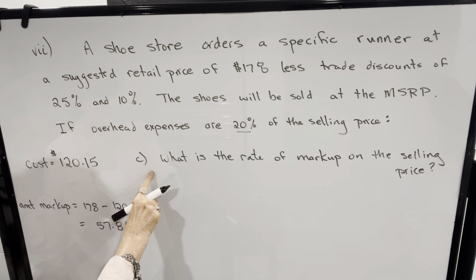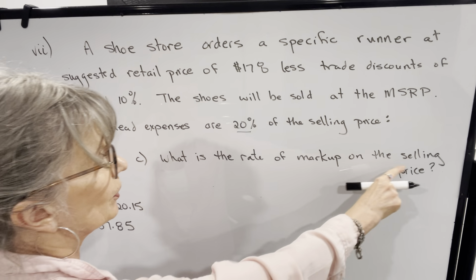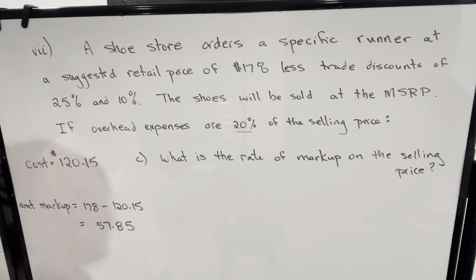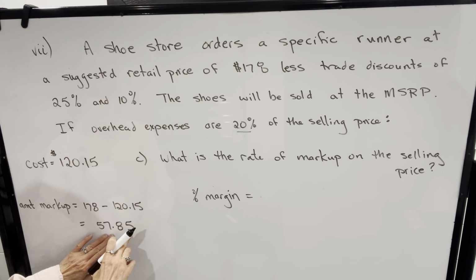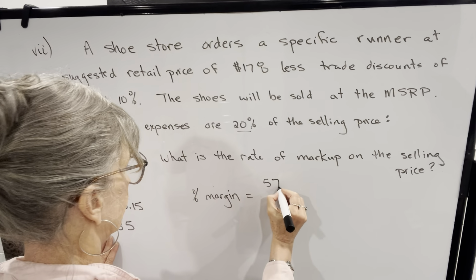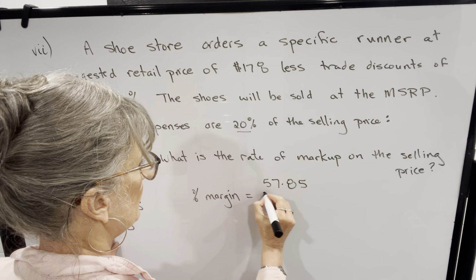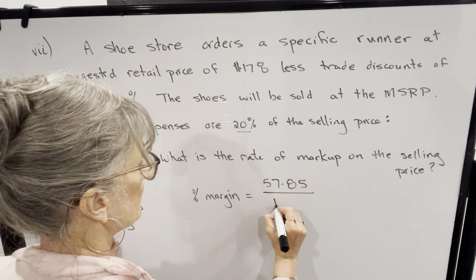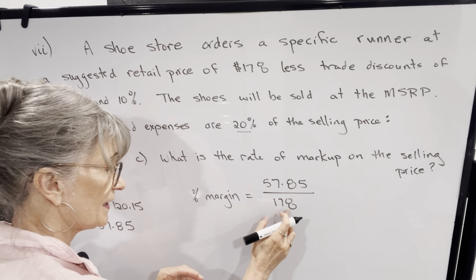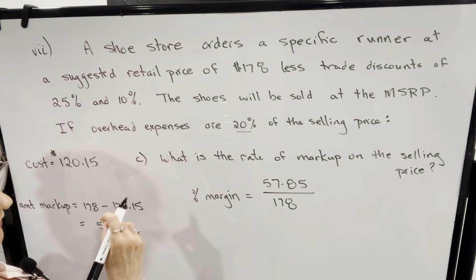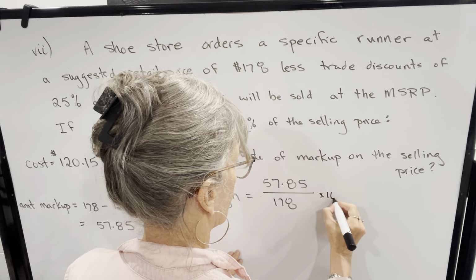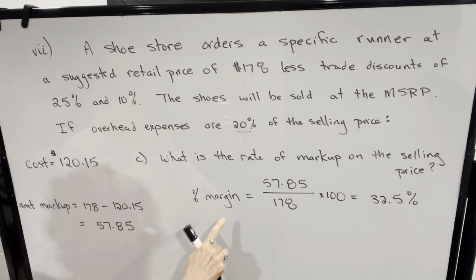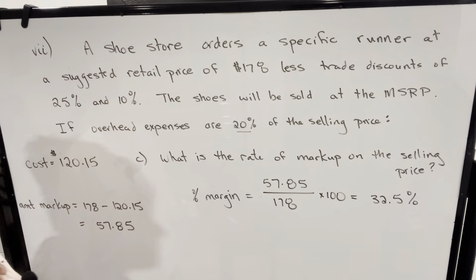The next part of the question says, what's the rate of markup based on the selling price? So in other words, we're finding the percent margin. We find that by taking the amount of markup again, but this time we divide by the selling price. Percent margin is based on selling price, percent markup is based on cost. So our percent margin would be 32.5%.